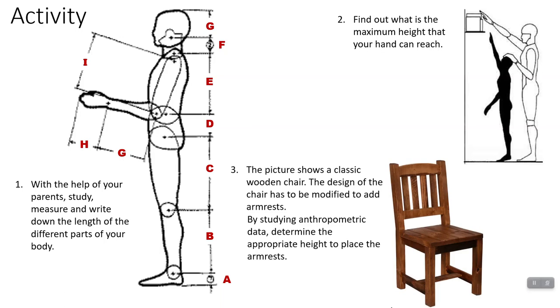And third activity, the picture shows a classic wooden chair. The design of the chair has to be modified to add armrests on both sides. By studying anthropometric data, determine the appropriate height to place the armrest. To what height do you think the armrest should be from the floor? So this is a small activity you can do.